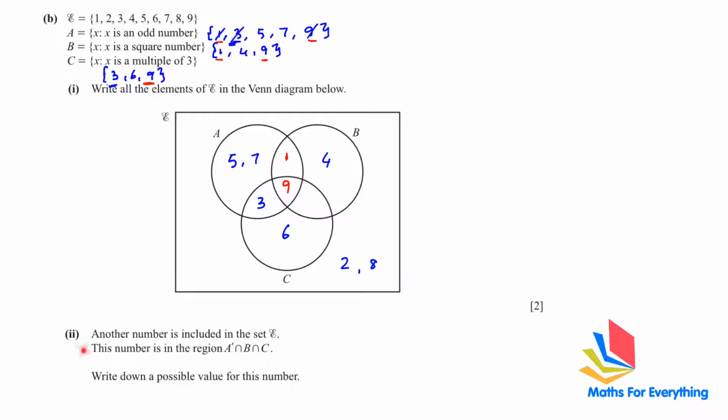Next, another number is included in the set. This number is in the region not A, intersects B, intersects C. Write down possible value for this number. B intersects C, so it must be in set B and in set C, but not in set A. We need a square number which is a multiple of 3, and that number cannot be odd. You can write any even number which is a square number and a multiple of 3. You can write 36 because 36 is the square of 6 and it is also a multiple of 3.